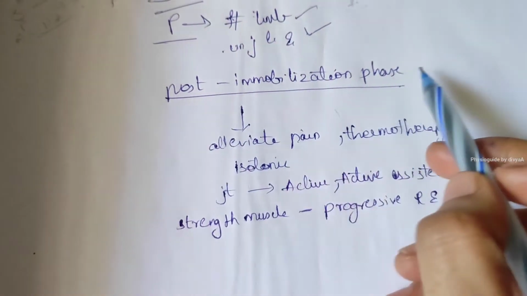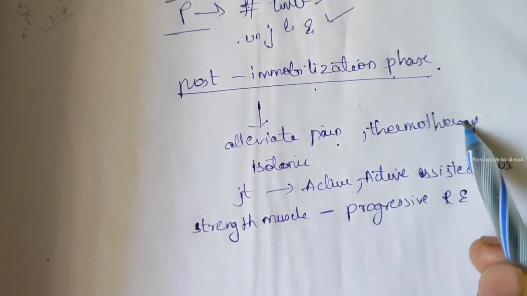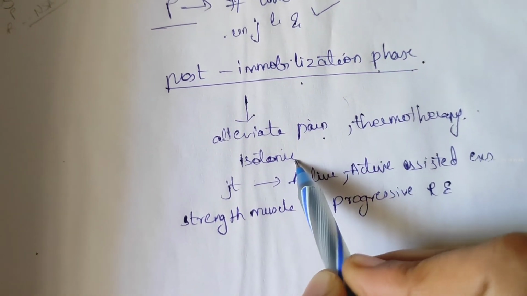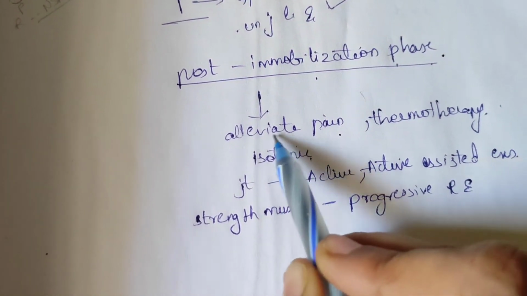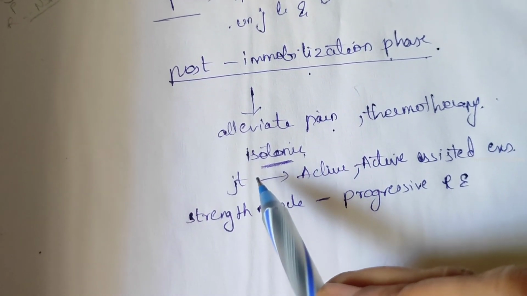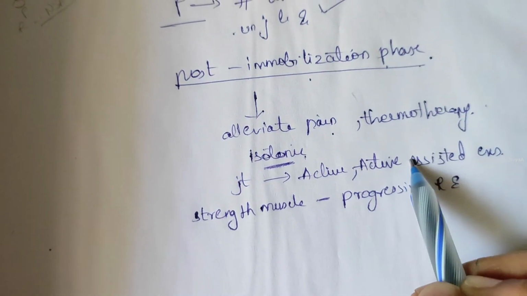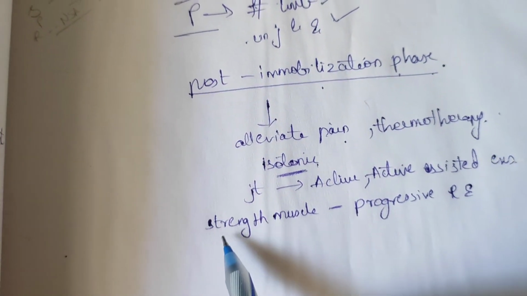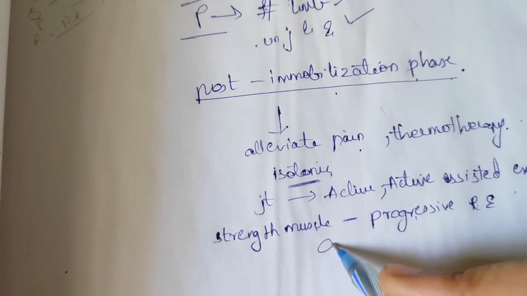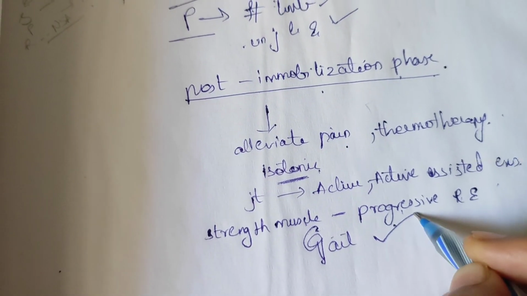In the post-immobilization phase, to decrease pain, thermotherapy like ultrasound, TENS and SWD helps. Next, when the fracture unites firmly, isotonic exercises can be done. Next, to mobilize the joint, active and active assisted exercises are to be done. To strengthen the muscles, progressive resisted exercises are done, and gait training in lower limb. Okay, these are to be done.